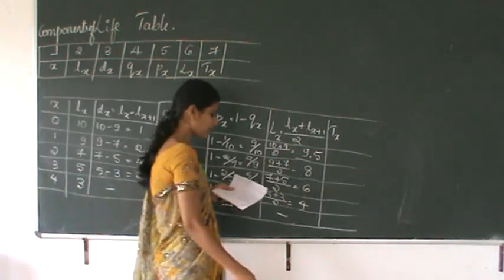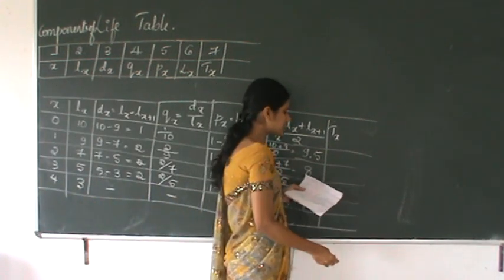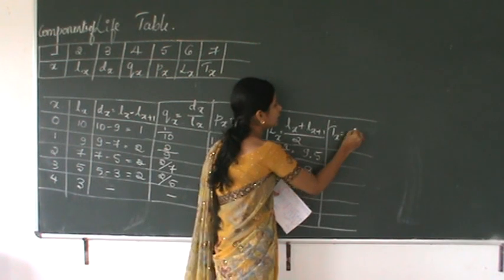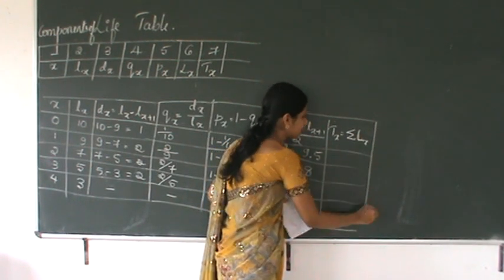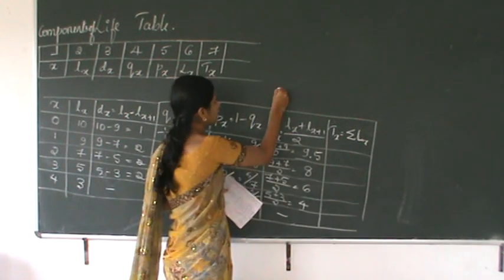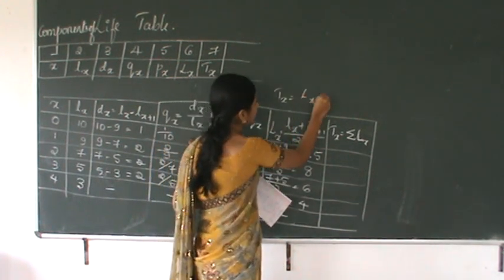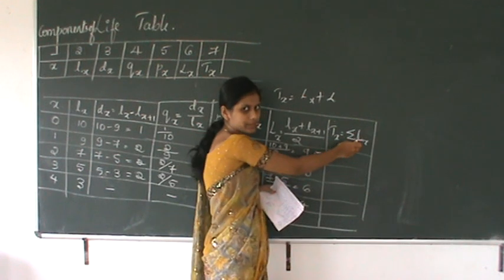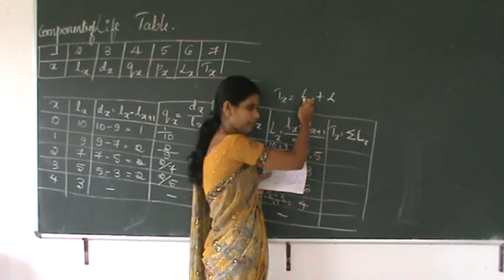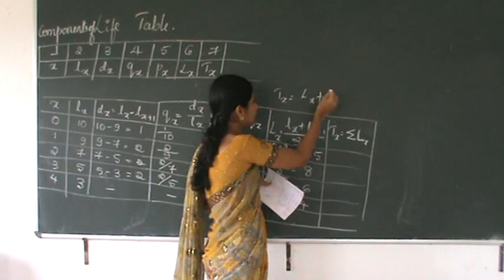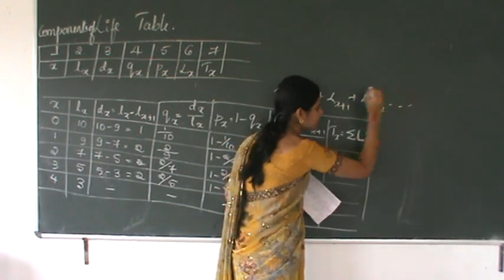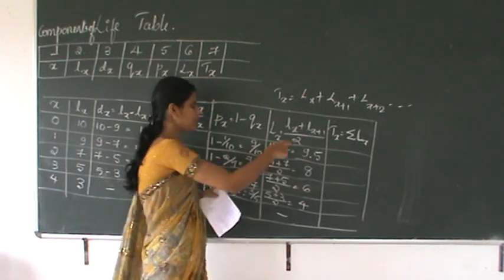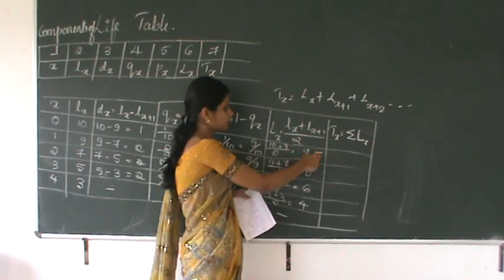So Tx, how to calculate this Tx? Tx is nothing but we are going to make the total of Lx, the summation of capital letter Lx. In short, we can write Tx is equal to summation of Lx. If you want to abbreviate it, then Lx plus Lx plus 1 plus Lx plus 2, like this it continues.